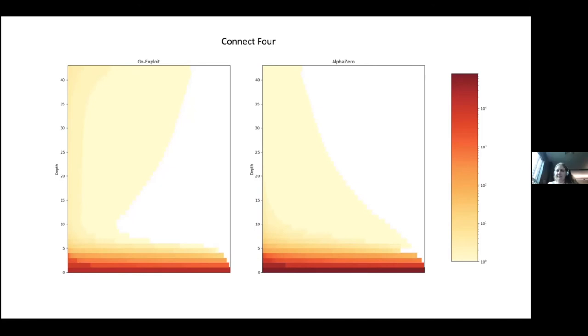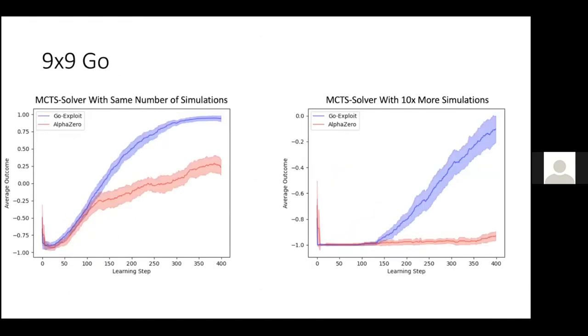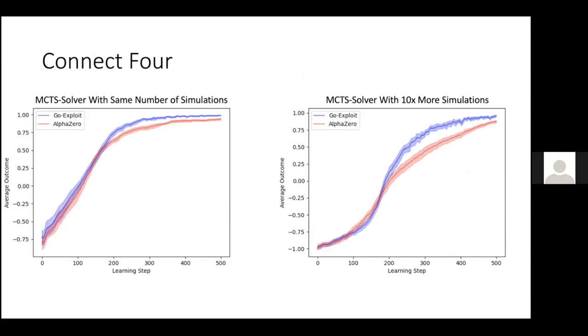Oh, we have two hands raised. Sorry if I don't pronounce your name right, but Joao. Hi. So in your plots, in your comparisons, I saw that there were like 400 learning steps and small stuff like that. Do you think Go-Exploit will continue being always much better than normal AlphaZero, or given enough learning steps, AlphaZero could match Go-Exploit? So I agree with you that ideally we would run this for way longer to see the asymptotic win rates of both algorithms.